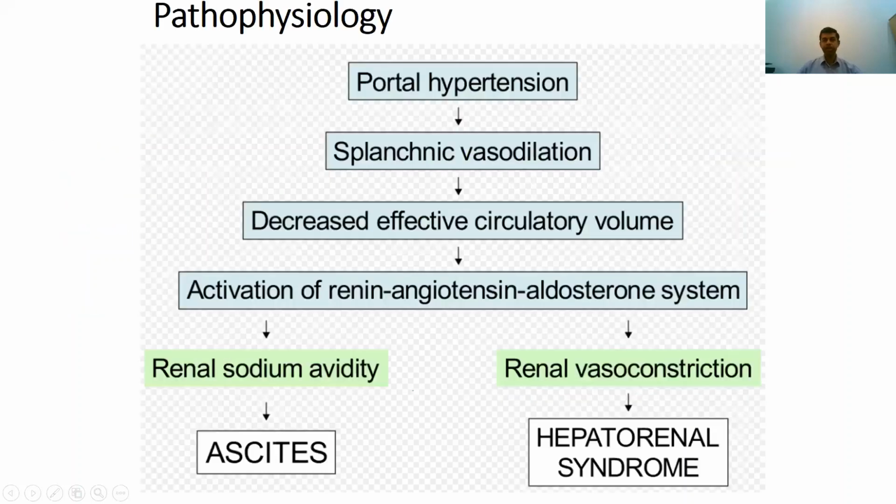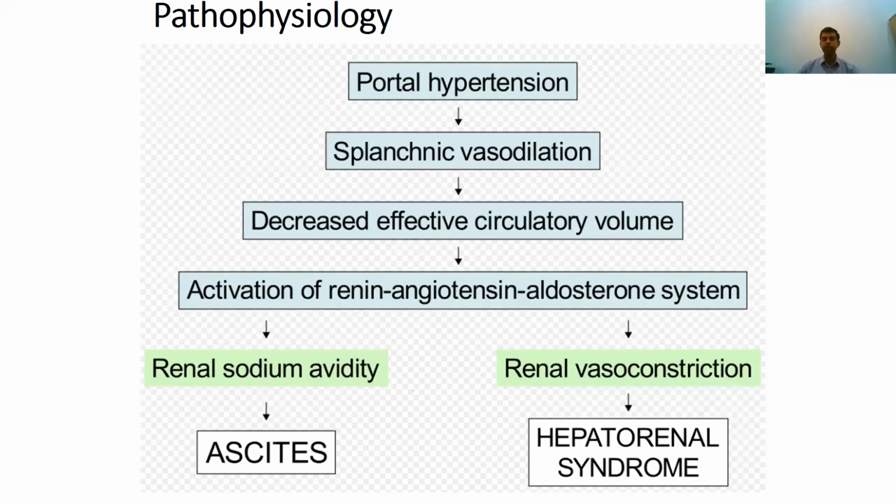So what happens pathologically? These patients with cirrhosis develop portal hypertension, and that will result in splanchnic vasodilatation because of multiple mediators, your nitric oxide and things like that. And when your splanchnic circulation vasodilates, there is a lot of blood pooling there, and the effective circulatory volume goes down, and the perfusion to the kidney starts going down.